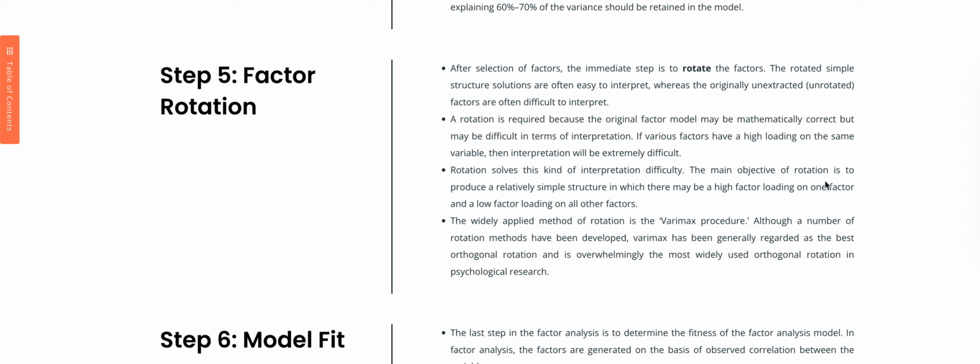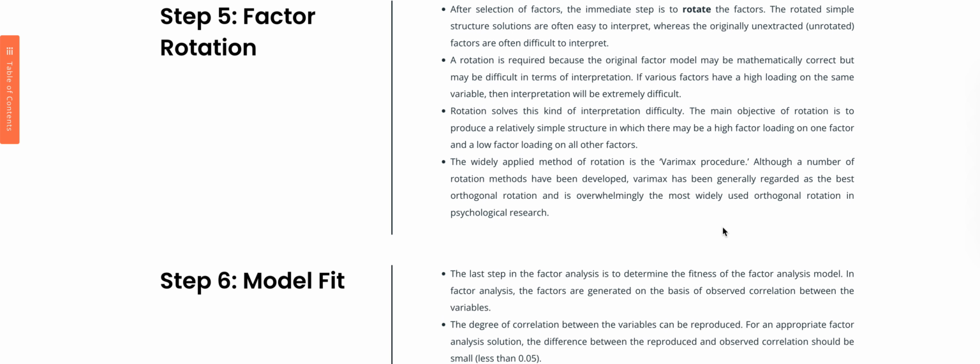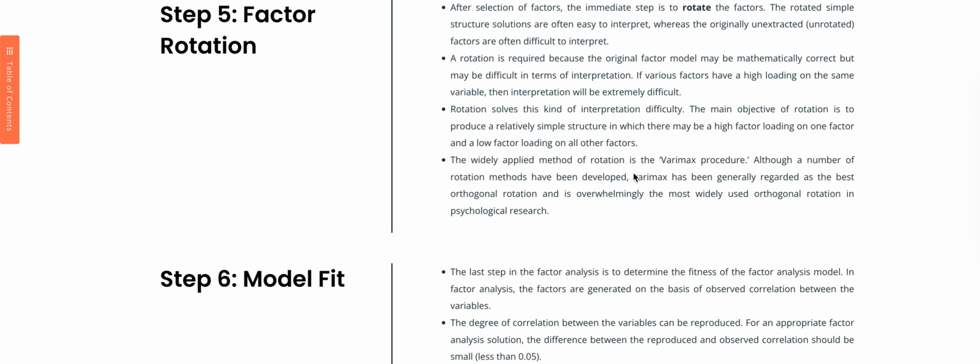The main objective of rotation is to produce a relatively simple structure in which there is a high factor loading on one factor and low factor loadings on all other factors. The widely applied method of rotation is the Varimax procedure. Although a number of rotation methods have been developed, Varimax has generally been regarded as the best orthogonal rotation, and it is overwhelmingly the most widely used orthogonal rotation in psychological research.